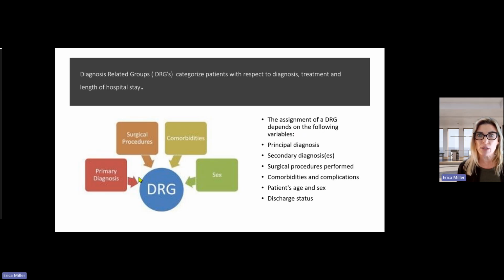So DRGs, the assignment of a diagnosis related group depends on the variables of what the patient's principal diagnosis is. Are there comorbidities or secondary diagnoses? The surgery that's performed, the patient's gender, age, and also discharge status. So all of these, the assignment of a diagnosis related group, right, all depends on those variables.